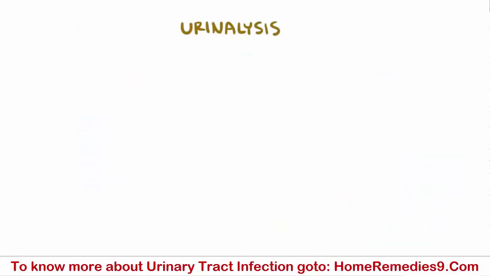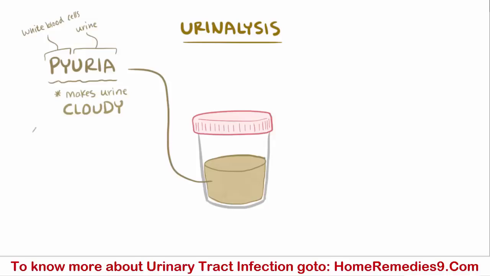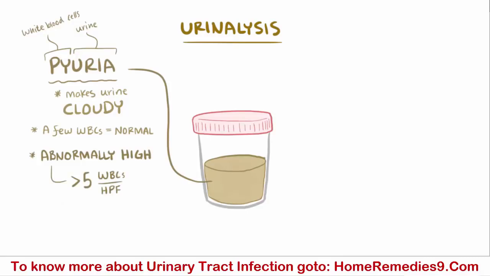If a urinalysis is done, there might be signs of inflammation, like pyuria, the presence of white blood cells in the urine, which can make the urine appear cloudy. Having a couple white blood cells in the urine can be normal, but it'd be considered abnormally high if there are more than 5 white blood cells per high-powered field on microscopy, or more than 10 white blood cells per milliliter on a hemocytometer.